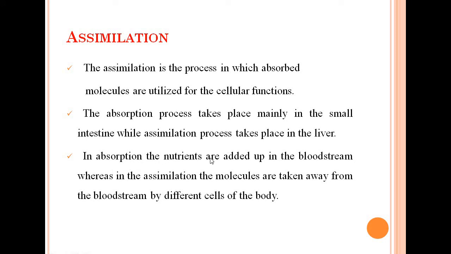In absorption, the nutrients are added to the bloodstream, whereas in assimilation, the molecules are taken away from the bloodstream by different cells of the body. So these are the two differences between assimilation and absorption. Absorption takes place in the small intestine, while assimilation takes place mainly in the liver. And the second difference is that in absorption the nutrients are added to the bloodstream, while in assimilation the nutrients are taken away from the bloodstream.